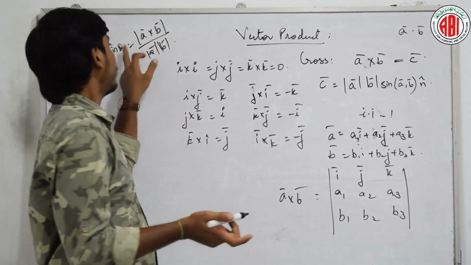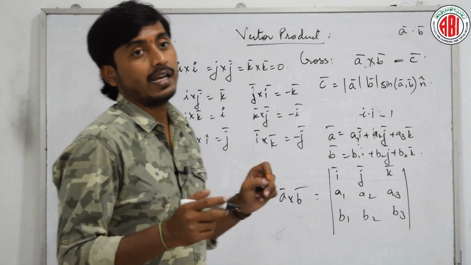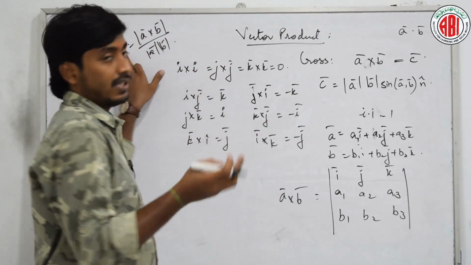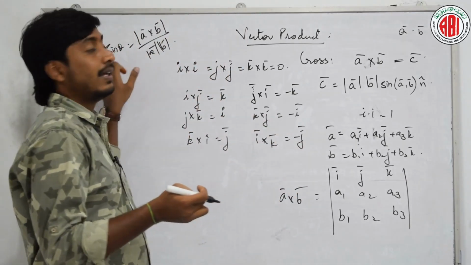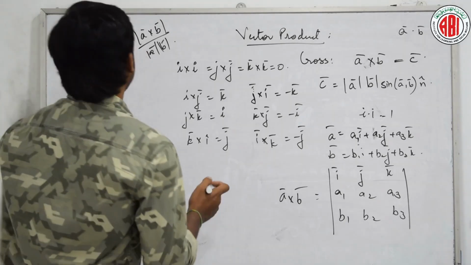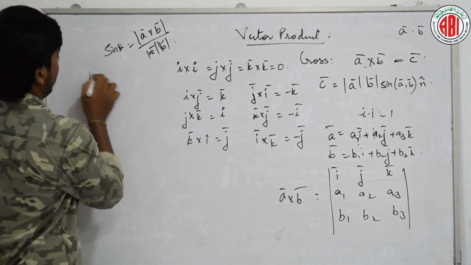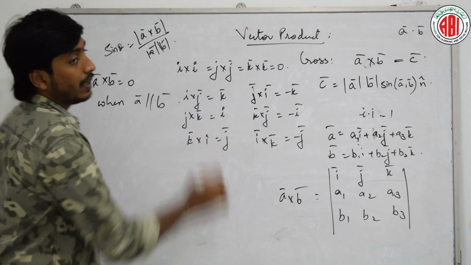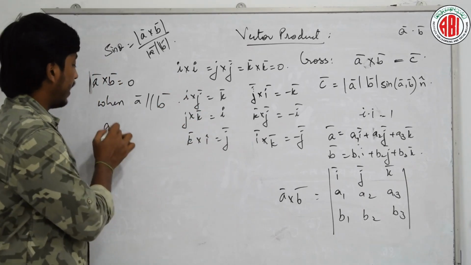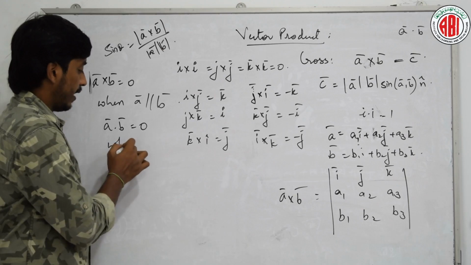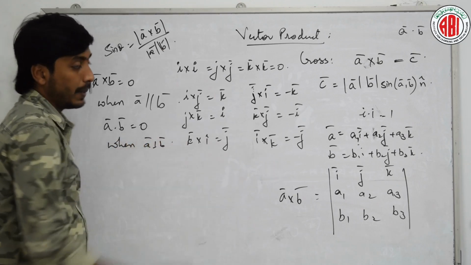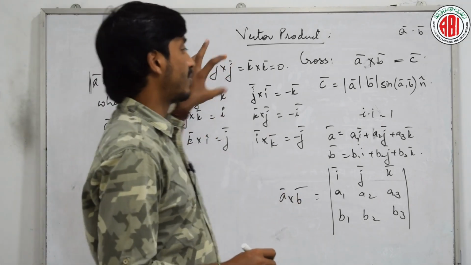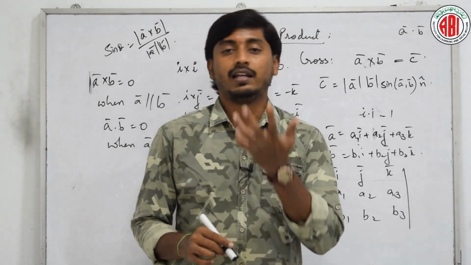Now tell me, when will sin theta become 0? When the angle between two vectors is 0 or 180, we can tell the sin is 0. Therefore, I can write A bar cross B bar is equal to 0 when A bar is parallel to B bar. What if they are perpendicular? Then the dot product is 0 when A bar is perpendicular to B bar. Is it clear? Did you understand? These are all the basics of what is a vector product and how do we calculate it.